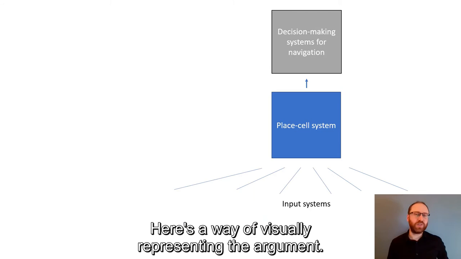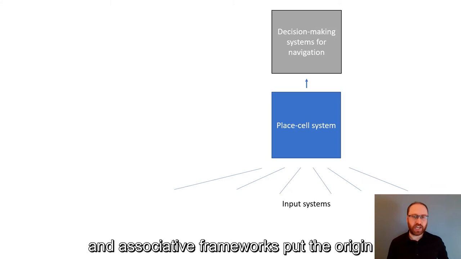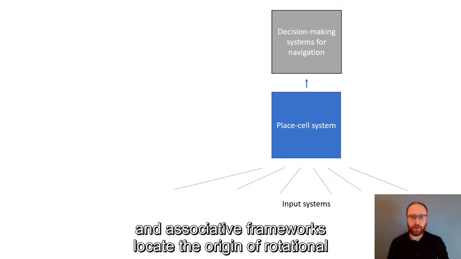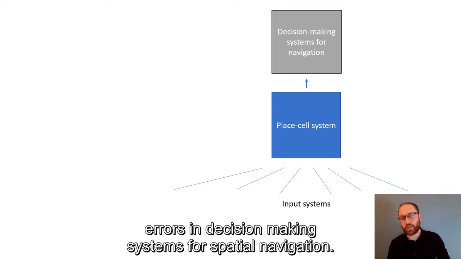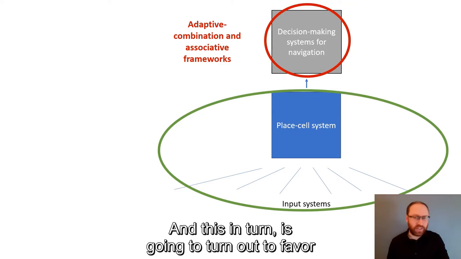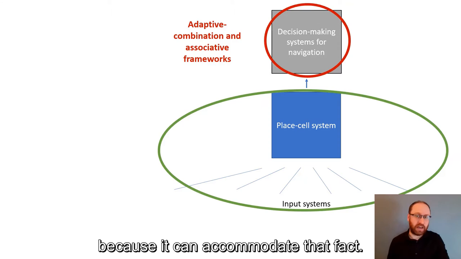So here's a way of visually representing the argument. I'm claiming that the adaptive combination and associative frameworks put the origin of rotational errors in the wrong place. First, I'm going to argue that the adaptive combination and associative frameworks locate the origin of rotational errors in decision-making systems for spatial navigation. Whereas in fact, they originate from the interactions between the place cell system and its own input systems. And this in turn is going to favor the geometric module framework because it can accommodate that fact. After all, the model that I've developed in step two of this presentation predicts that.